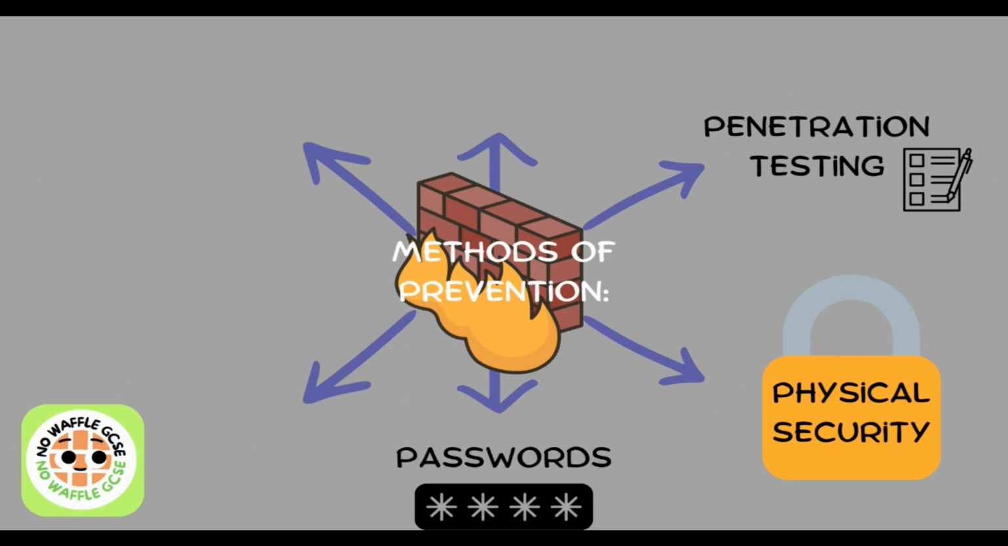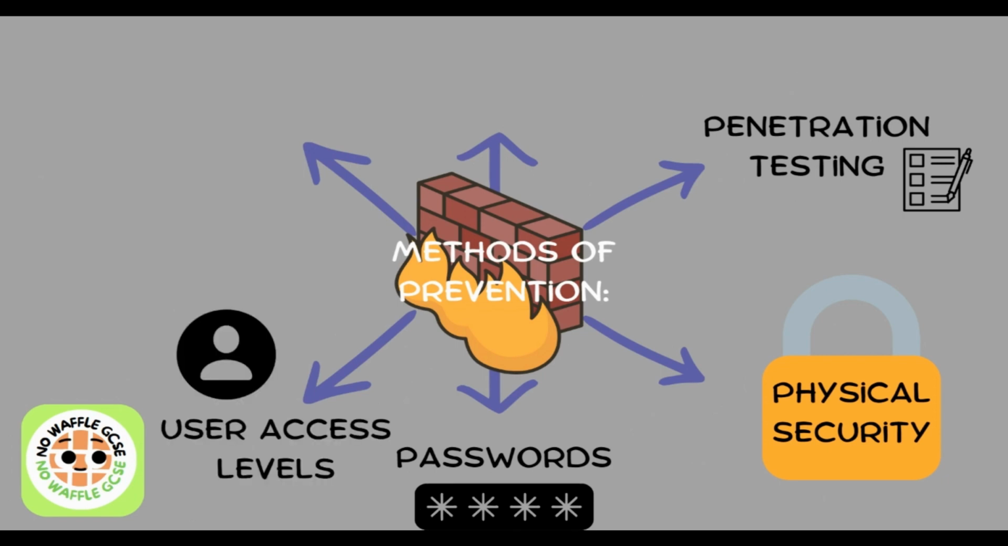The next method of prevention is quite obvious: passwords. Passwords help prevent unauthorized users from accessing the network. They should be strong, they should contain many characters, use a combination of letters, and be changed regularly. When we're looking at the paper 2 content, you will see how that is important later.